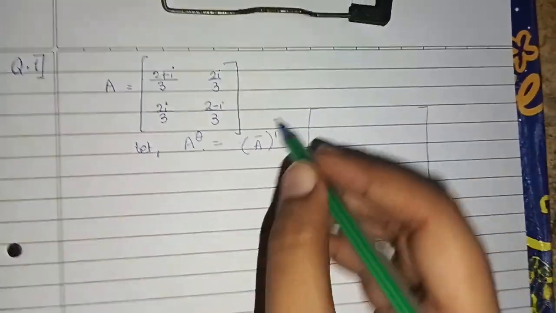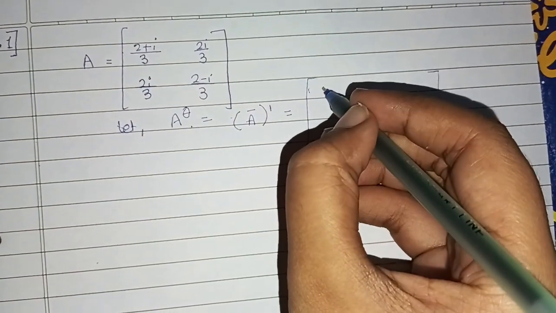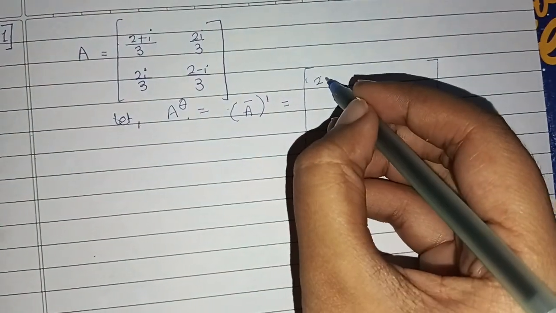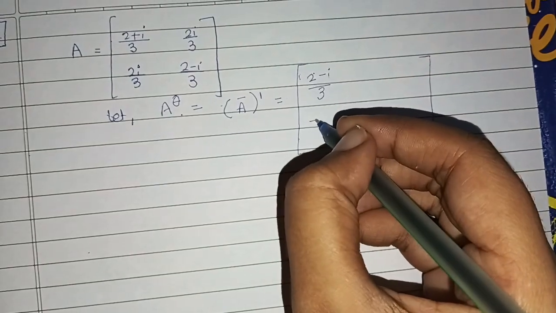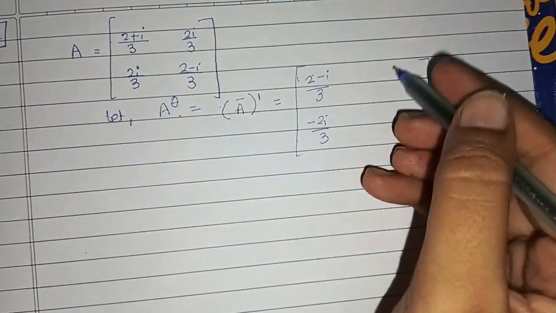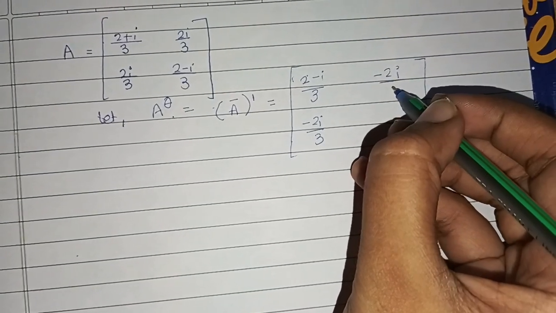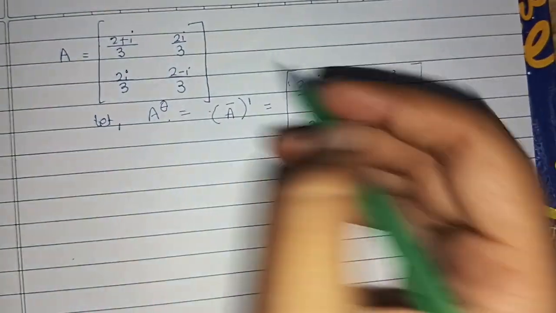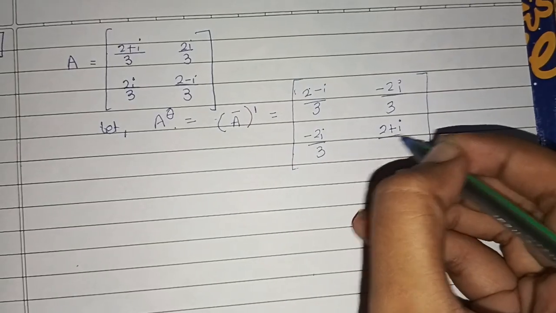So first you have to make this row into the column. So what will you do? I change the sign of the imaginary number here, 2 minus i by 3, and this will be minus 2i by 3. Now change this row into the column, and I am also changing the sign of the imaginary number, it is minus 2i by 3, and this number will be coming into the row, so it will change minus i to plus i, so 2 plus i by 3.